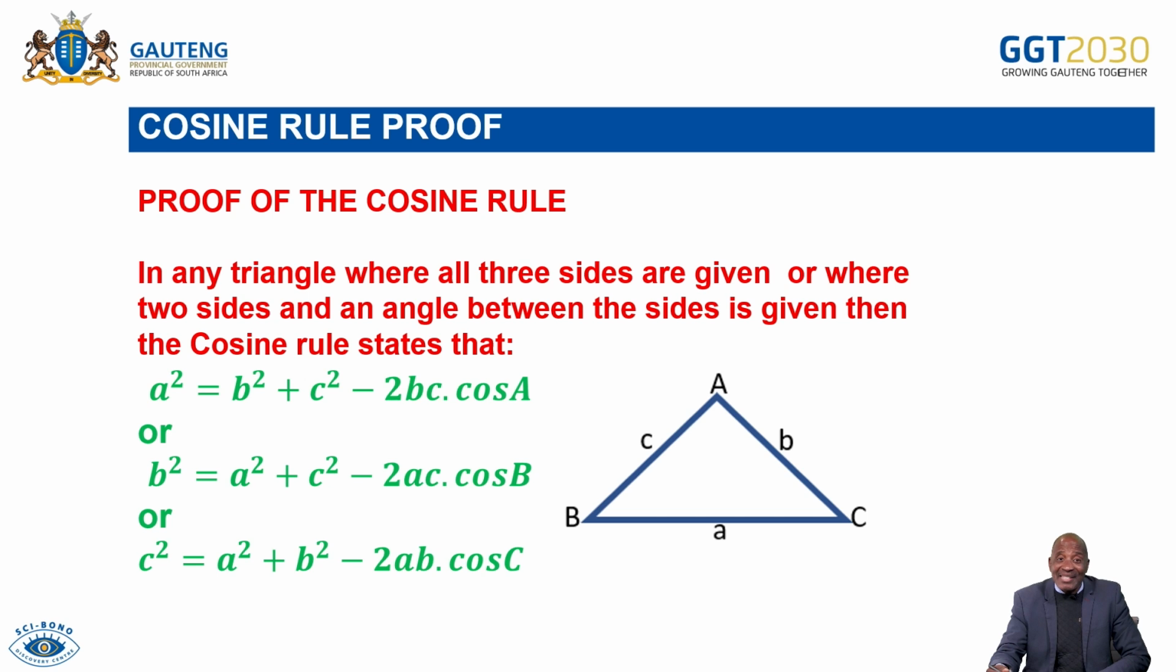So you'll realize something here. If you are looking for side a, the angle must be A. If you are looking for side b, it means you have to know angle B.